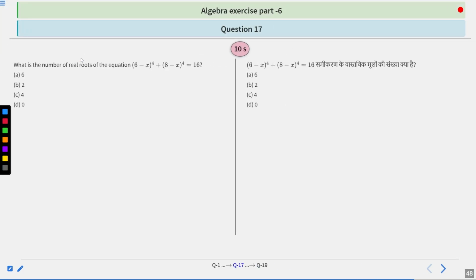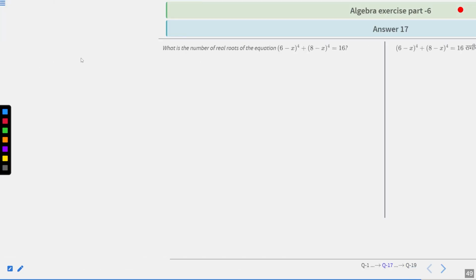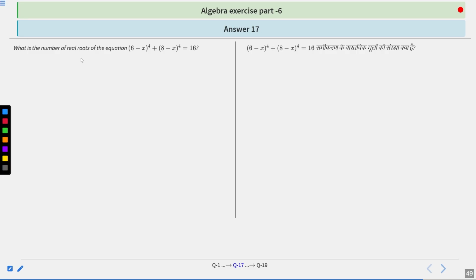Next, what is the number of real roots of the equation 6 minus x whole power 4 plus 8 minus x raised to power 4 equal to 16? Options are option A 6, option B 2, option C 4, and option D 0. These are the options. So we have to find the number of real roots of the equation, that is 6 minus x raised to power 4 plus 8 minus x whole power 4 equal to 16. Answer to this question is option number B, 2.